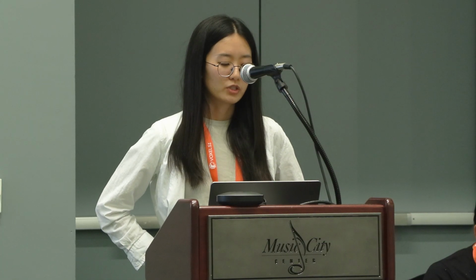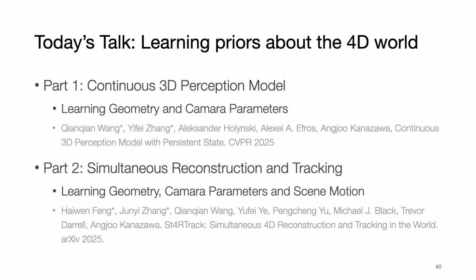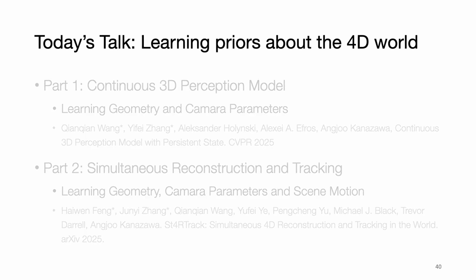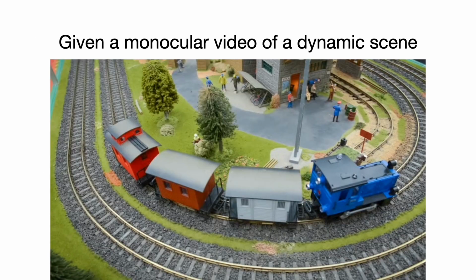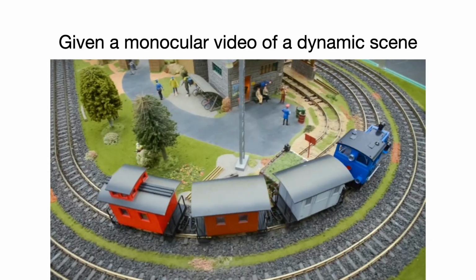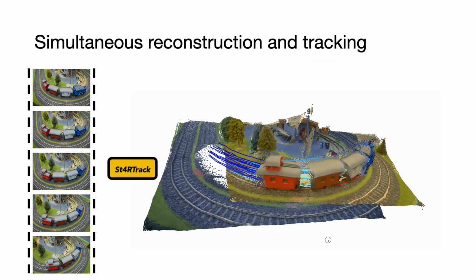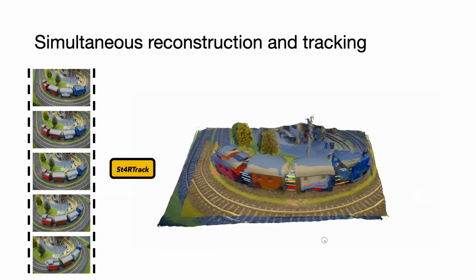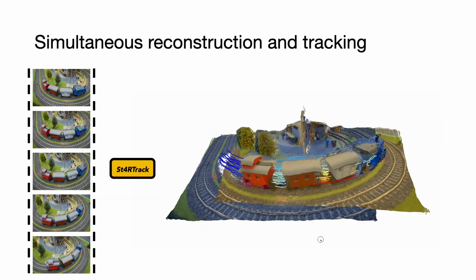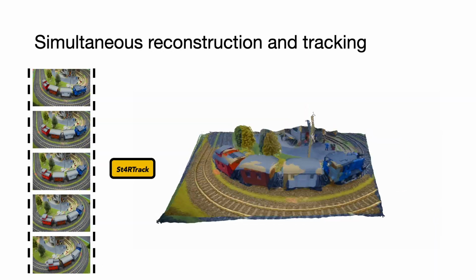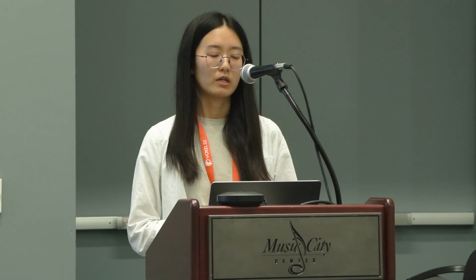So that naturally leads to my second part of the talk, which tries to do simultaneous reconstruction and tracking that learns about geometry, camera parameters, and scene motion jointly. Specifically, given a monocular video of a dynamic scene, the method StarTrack produces the following output, which is not just reconstruction, but also tracking, as you can see from the point tracks. These are 3D point tracks in the world. So how does StarTrack work?